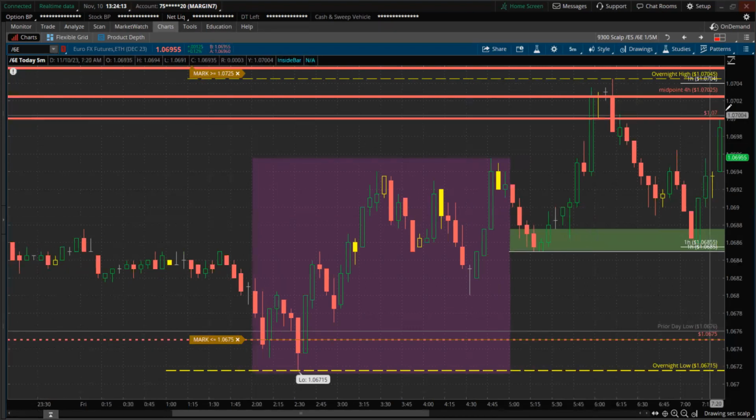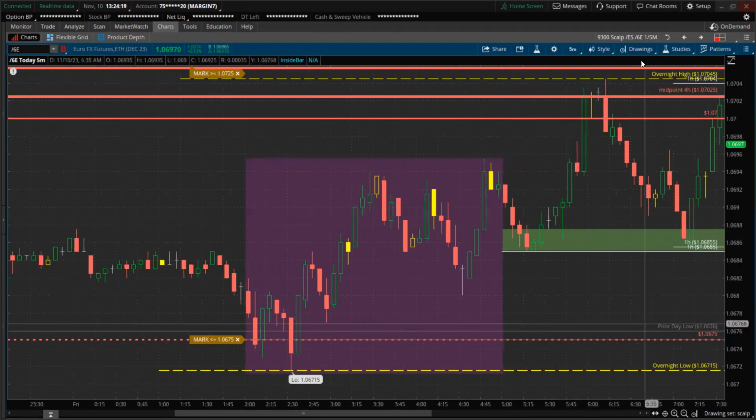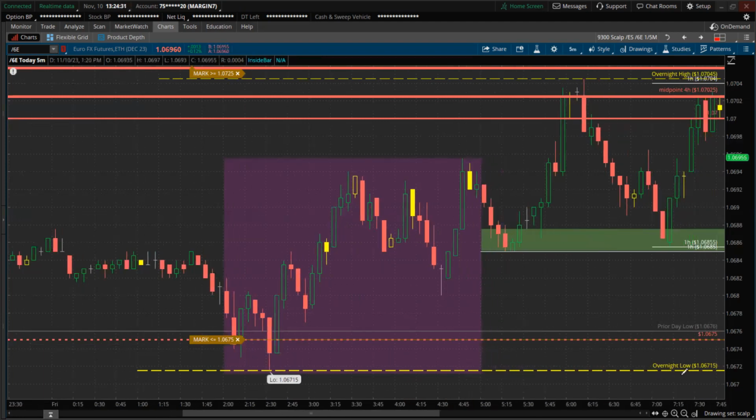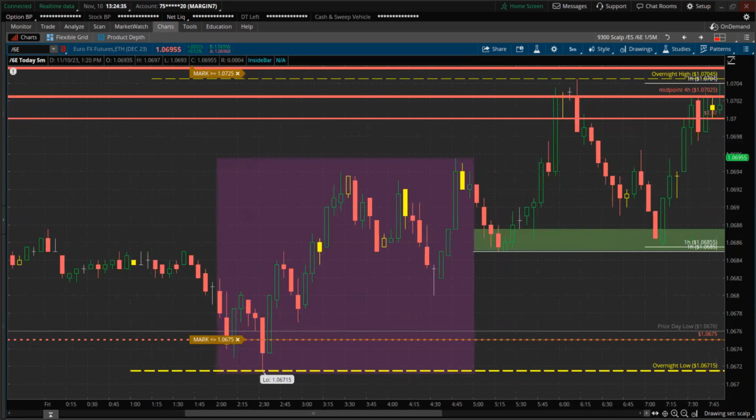Running right back up to that big round number, 1.07. Nice. Again, looking for potential trades off these horizontal lines I've drawn. Let's roll down here. Taking it to the 8 o'clock hour, 7:45. Let's see how it worked at the 8, top of the hour.